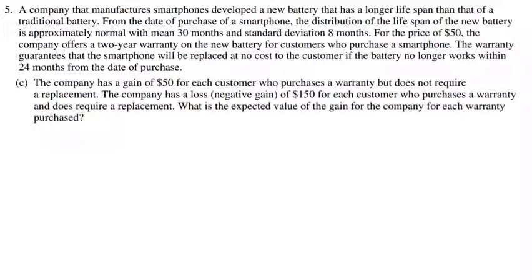So we are going to assume that the phone that gets replaced could have been sold by the company for $200, but since they already made up $50 from the person, they're losing 150. So you don't have to worry about taking the difference in those numbers. They've already given us the fact that the company is losing $150 every time you get to replace your phone because it's stopped working, and they gain $50 every time a customer doesn't replace a phone because it has not stopped working within 24 months. All right, what is the expected value of the gain for the company for each warranty purchased?